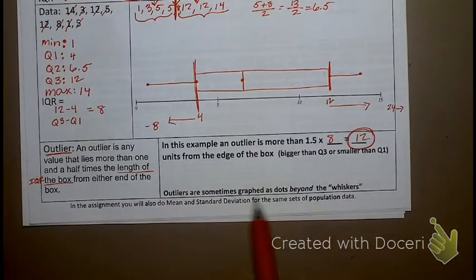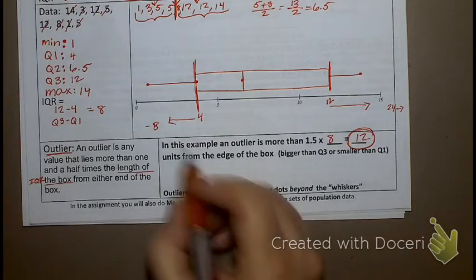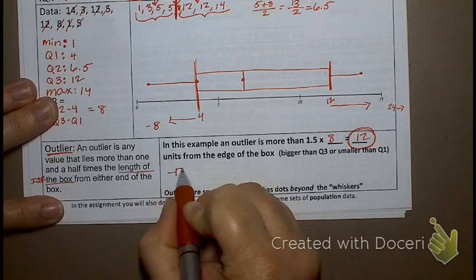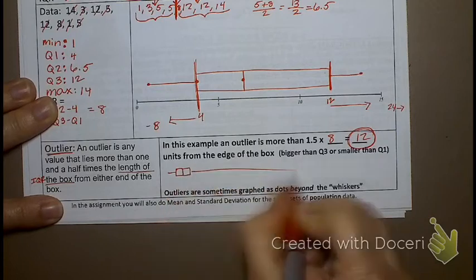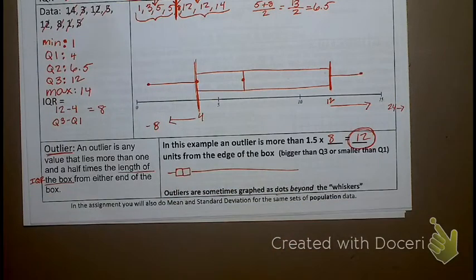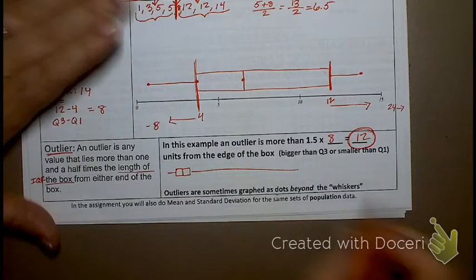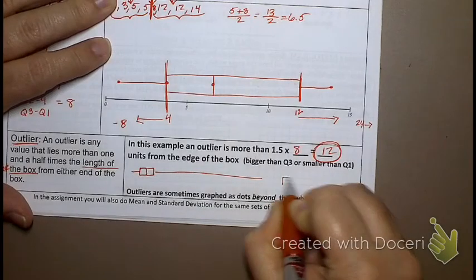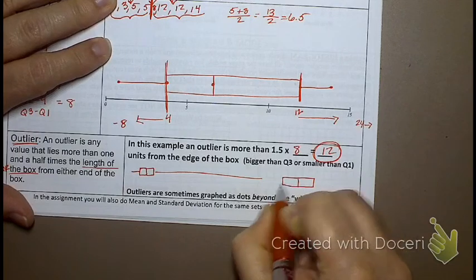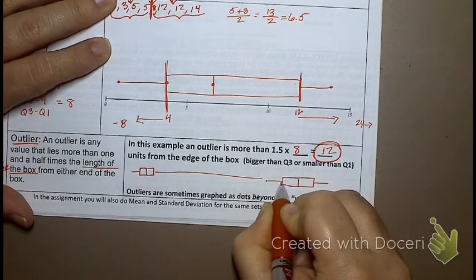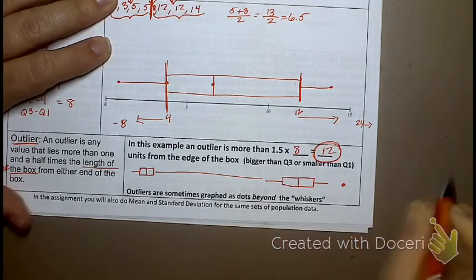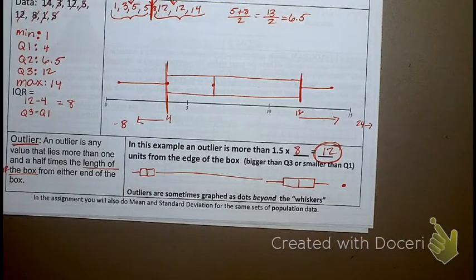When you have outliers, they are often graphed as just dots beyond the whiskers, because if you actually include them in the whiskers, you may end up with a graph that looks like this. And it's just absurd. Like, why have that? You get what I'm saying? So what you would have is a regular box and whisker plot, something like this, and then you might have a point out there that would be representing an outlier.